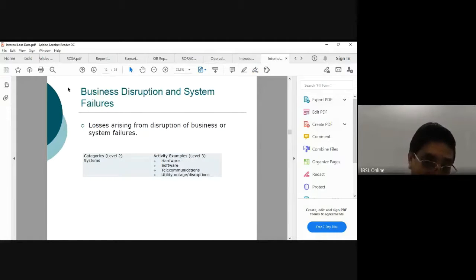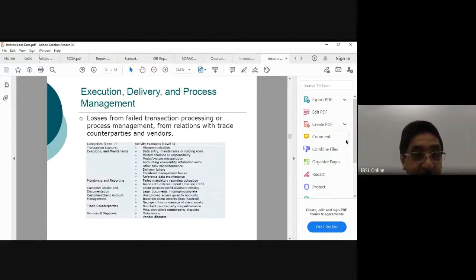Here also, now category 2 is systems: hardware, software issues, telecommunications, utility outage, disruptions, electricity failures, power failures, and all that. That comes under level 3. Now here also, this is understood.